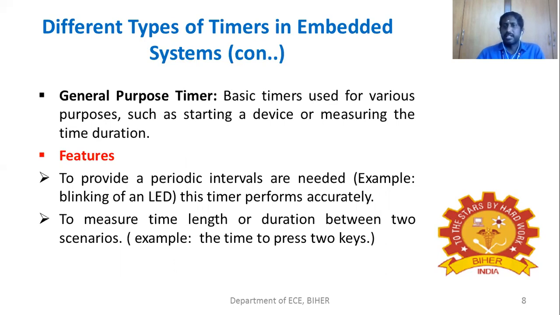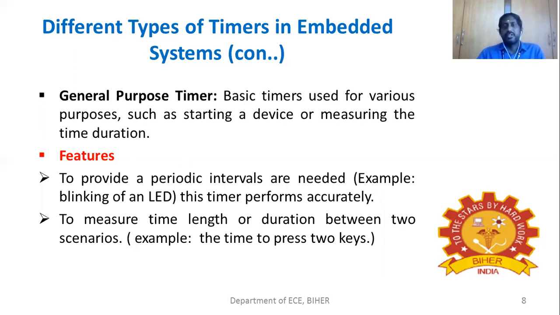The next timer is the general purpose timer. These are the basic timers used for various purposes, such as starting a device or measuring a time duration. If you need to measure the time duration of a particular signal, this is the appropriate timer to use.